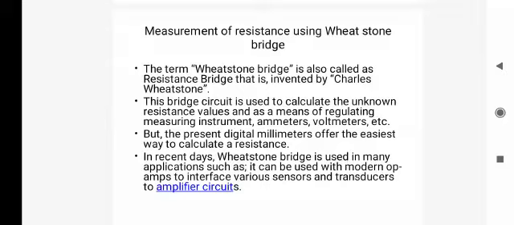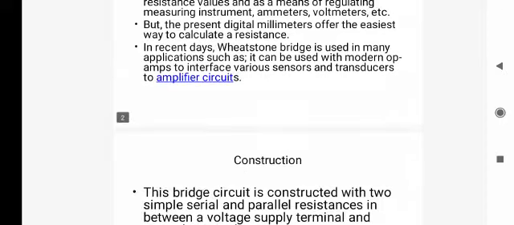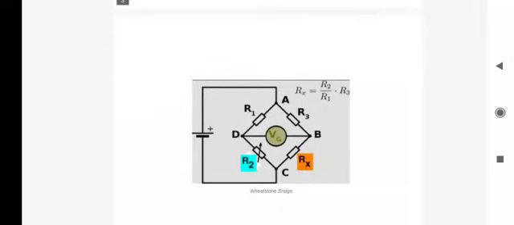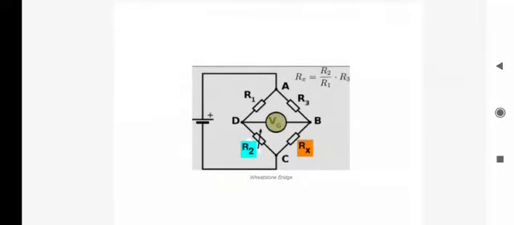So now we'll look into the construction. So this is the diagram of the construction of Wheatstone bridge. The Wheatstone bridge circuit is constructed with two simple series and parallel resistance in between a voltage supply terminal and ground terminals. When the bridge is balanced, the ground terminals produce a zero voltage difference between the two parallel branches.